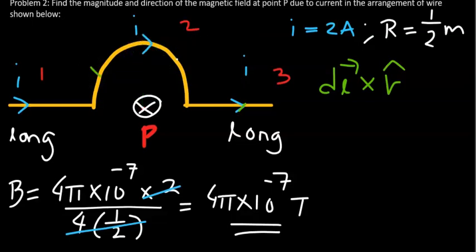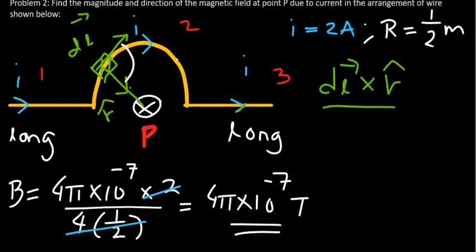Let's see if the vector element, the current element, is there. So that is your current element, like that. So the direction of that current element is that way. The direction of r hat is that way. So when you perform this cross product from dl to r hat with your right hand fingers, your thumb is again going into the board as concluded earlier.